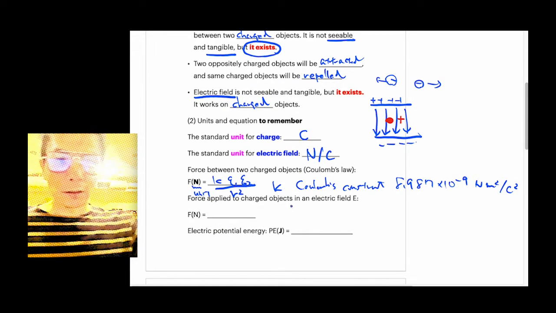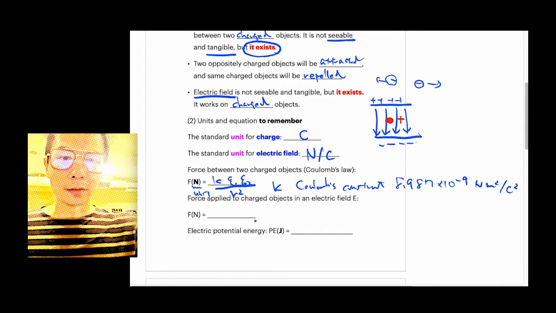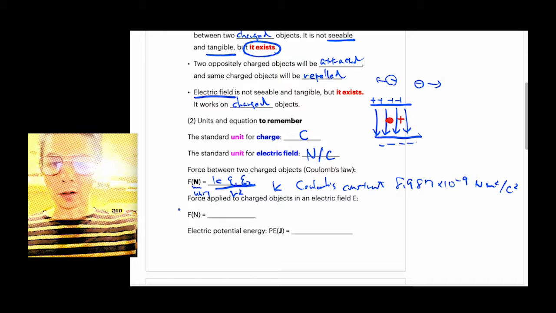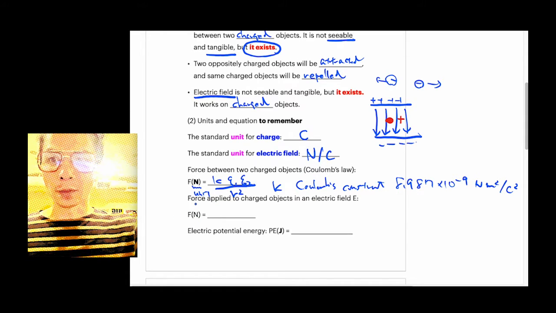Okay, let's talk about the force applied to a charged object in an electric field. Again, we are talking about force here, so the unit is Newton, and the equation is relatively simple: F equals E multiplied by Q. Q is the charge of the object, and E is the electric field.